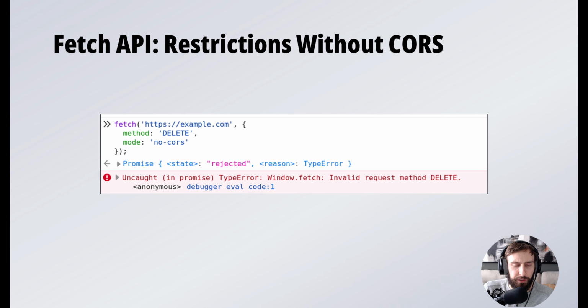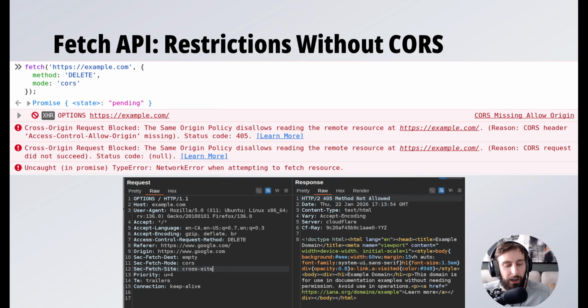What are the restrictions without CORS beyond being able to read data cross-origin? There are also certain types of requests that we cannot make. So when I make this request and I specify explicitly, I would like this to be a no CORS request, so as not to require CORS, we cannot use the delete method. The delete method means that our request is no longer simple, and therefore the browser does not let us make that. There is no world in which we can make a delete request without CORS.